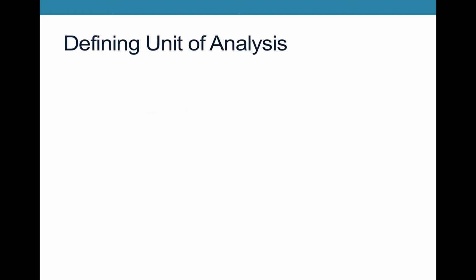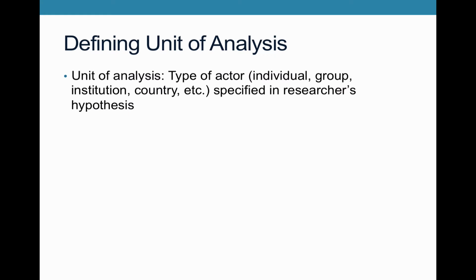So, what is a unit of analysis? The definition here is that the unit of analysis is the type of actor, be it an individual, a group, an institution, a country, whatever, that is specified in the researcher's hypothesis. So it's who's doing the action, right?